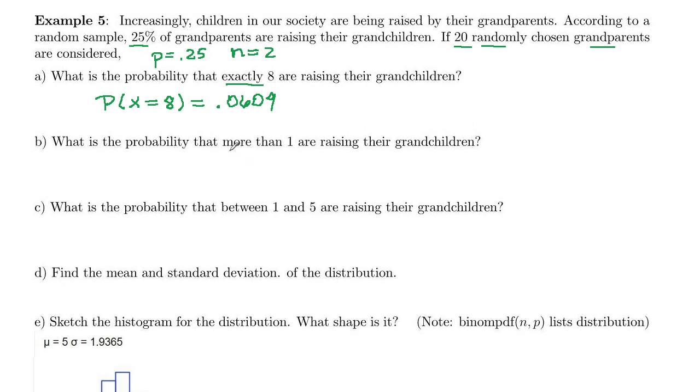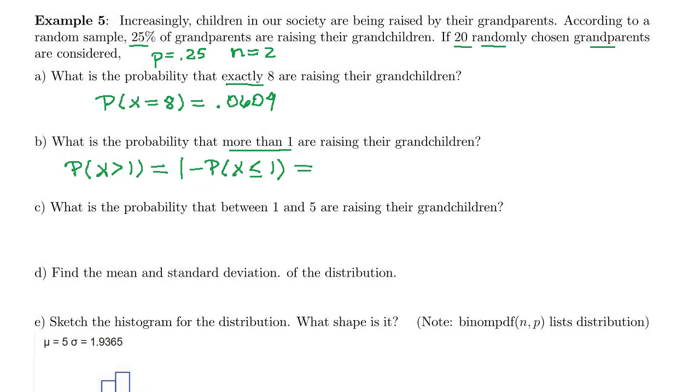What is the probability that more than 1 are raising their grandchildren? So this is asking what is the probability that x is greater than 1? Remember that binomial CDF can only do less than or equal probabilities. So we have to rewrite this using the complement event, the opposite event. So 1 minus the probability of the opposite, which is x less than or equal to 1, because greater than 1 would be 2, 3, 4, 5 up to 20.